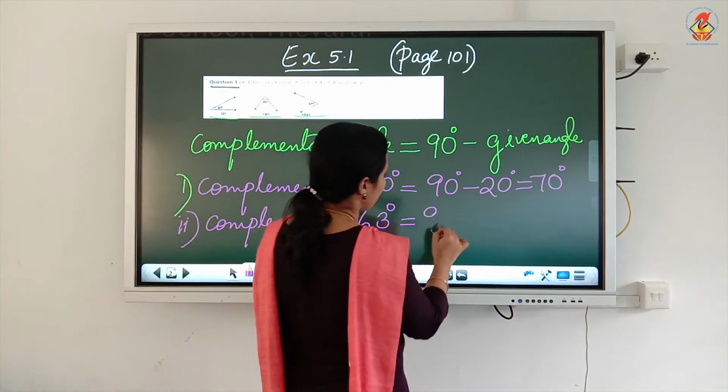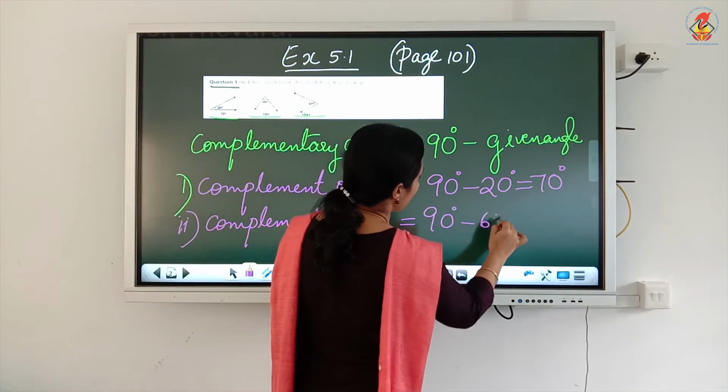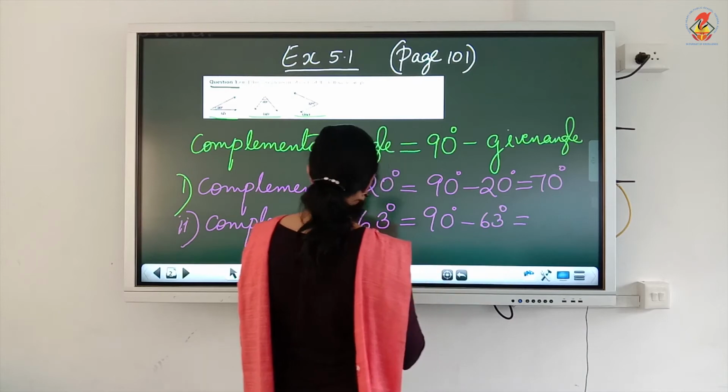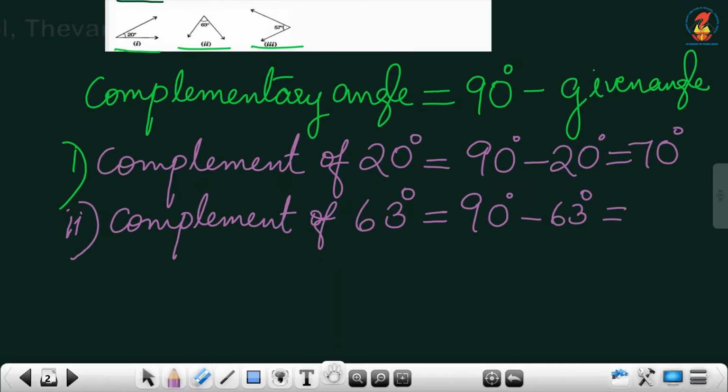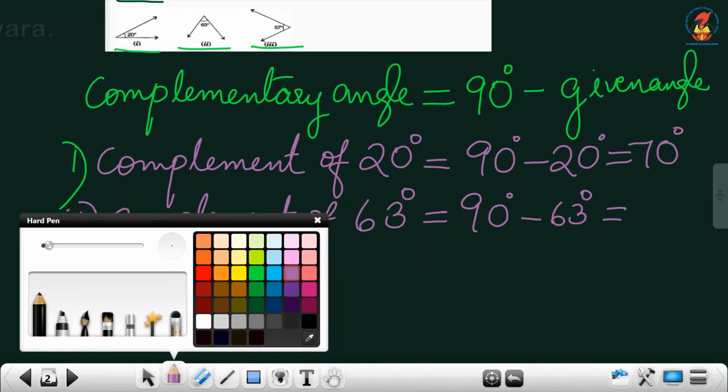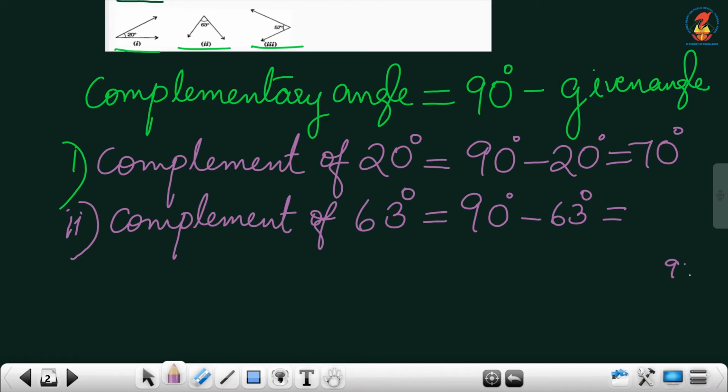90 degrees minus 63 degrees. 90 minus 63, what is the answer? Those who have any confusion, do the subtraction in your working column. 90 minus 63, what is the answer? 10, 7, 2. What is the answer? 27 degrees. Do the subtraction in your working column, okay. So you got the complement of 63 degrees.